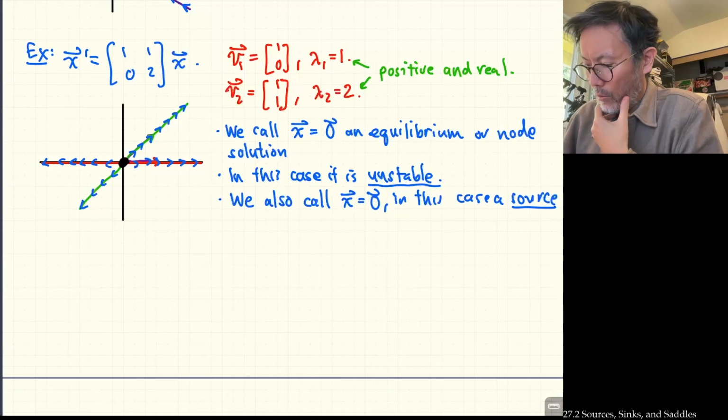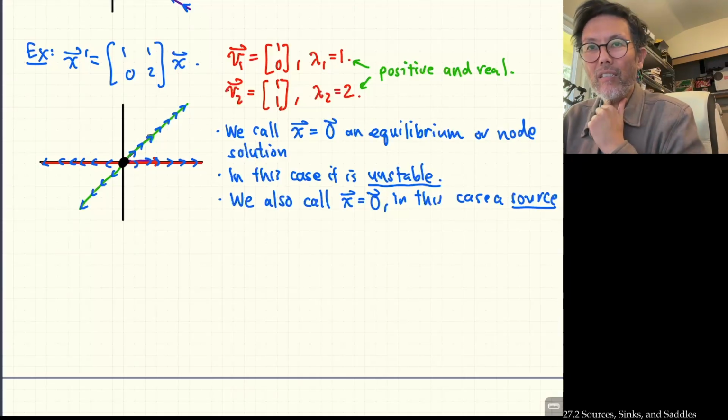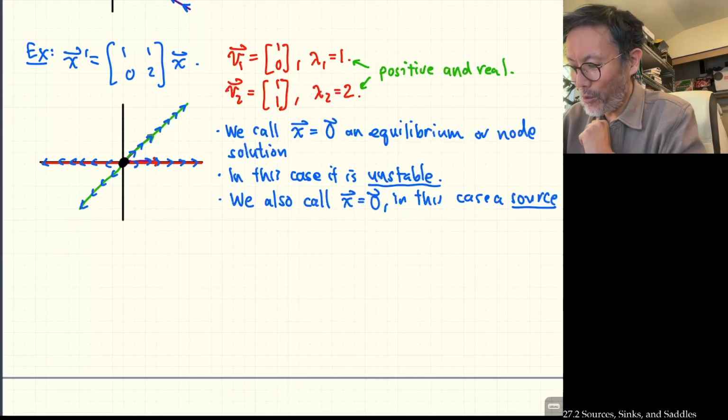Let's contrast that with the... Oh, and by the way, this is not a great picture. Let me show you a better picture. So let me erase this.